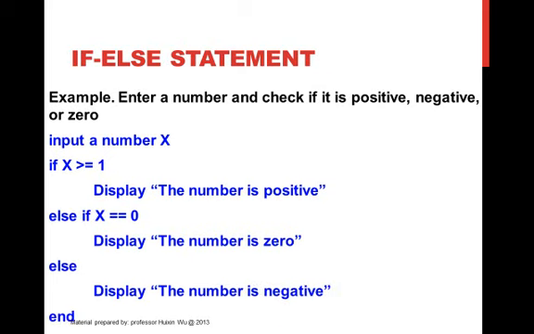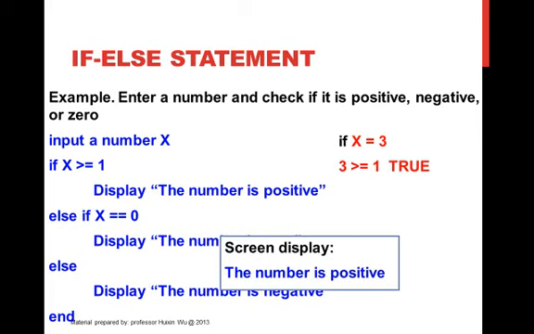For this code, if the number x is equal to 3, then the first statement is true. Once a program detects that a statement is true in an if else statement, it will automatically ignore the rest of the statements within the if else statement.